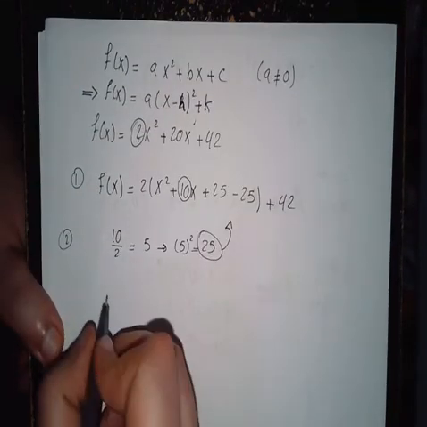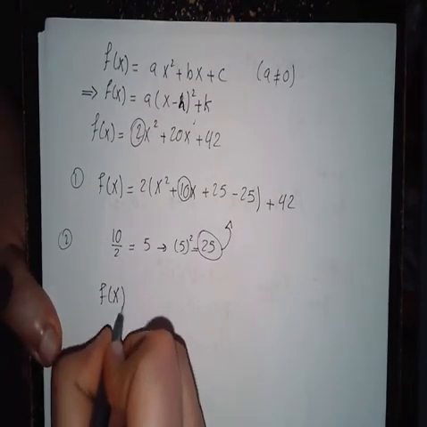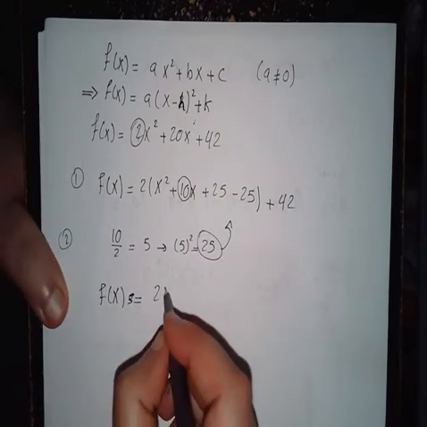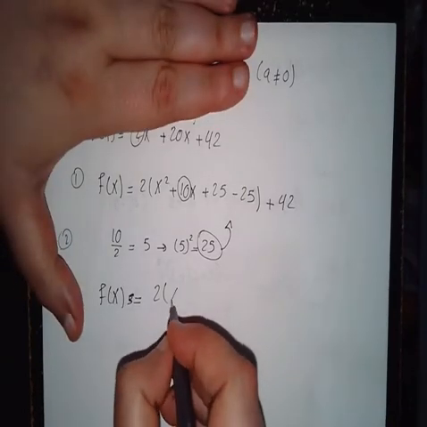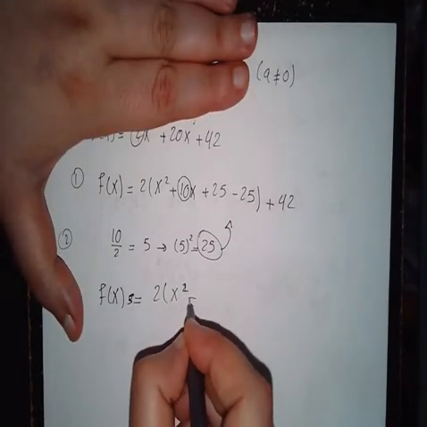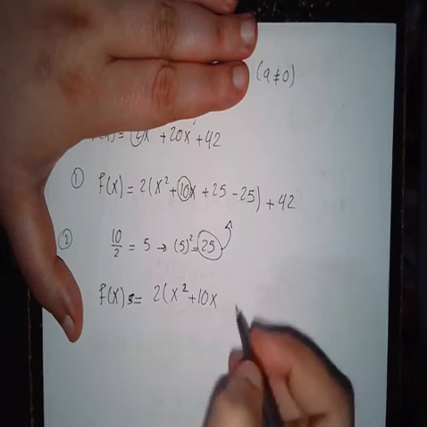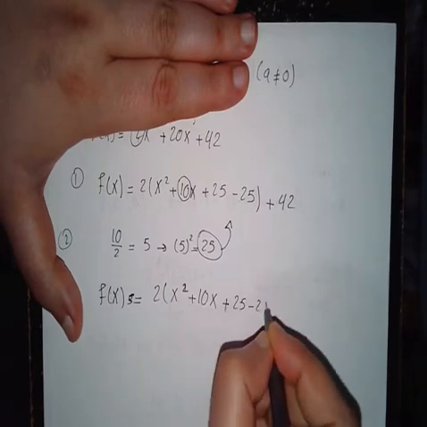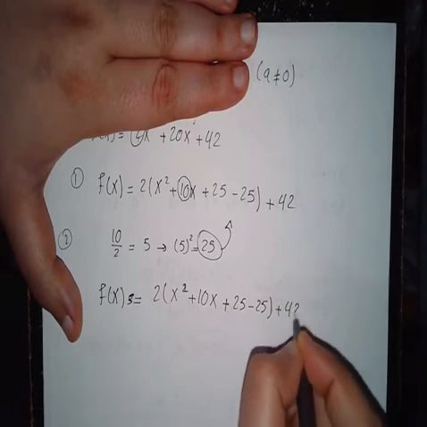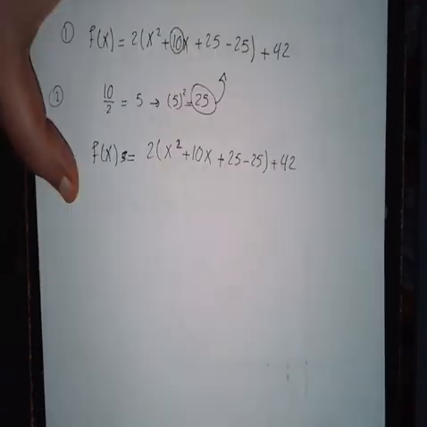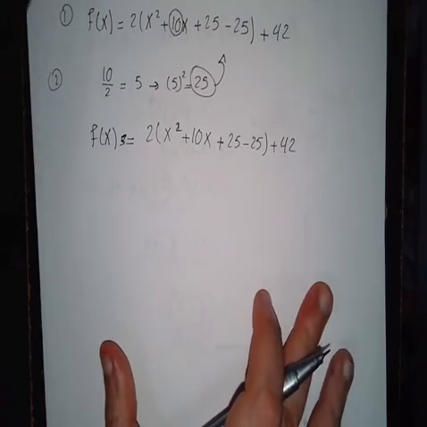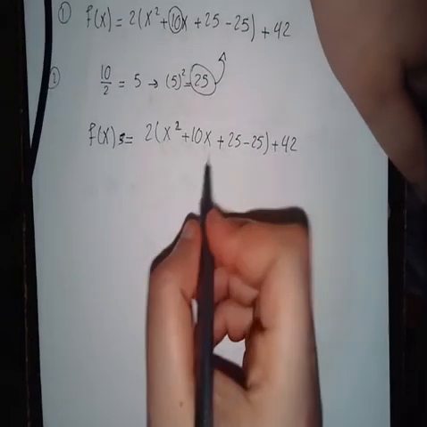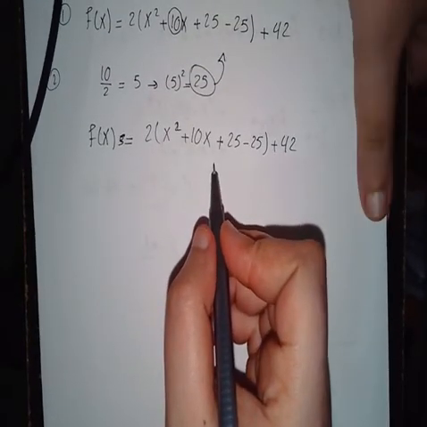Yeah? So after all this, now we have what? F of x equals 2 times x squared plus 10x plus 25 minus 25 and plus the 42. There you go. Like that. Okay. Now, from here, what do you think I should do? This is where completing the square comes into play.